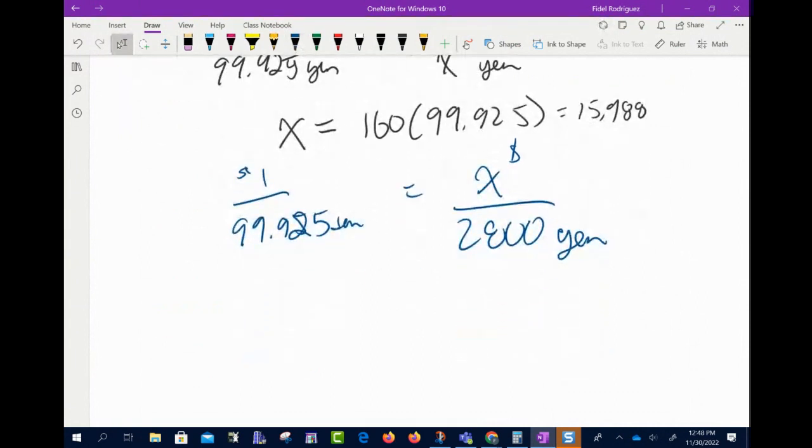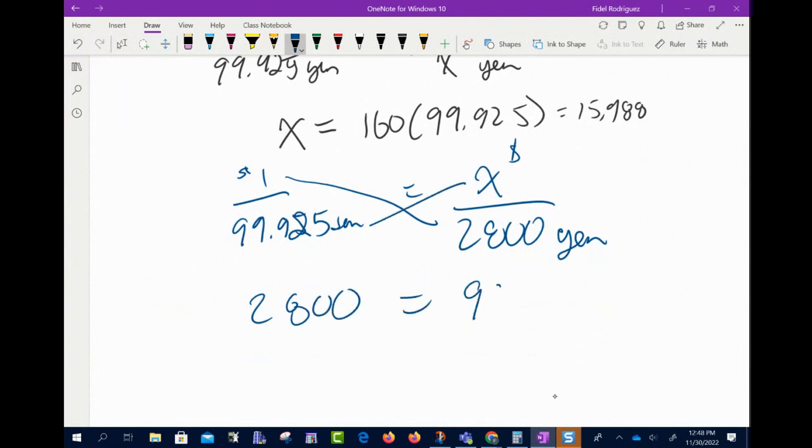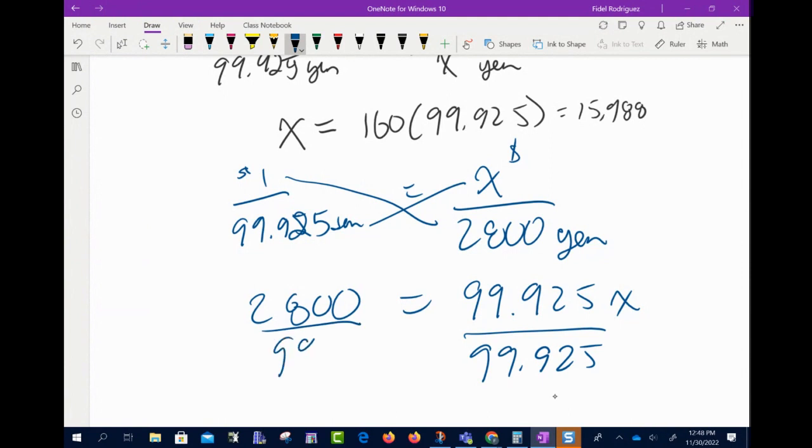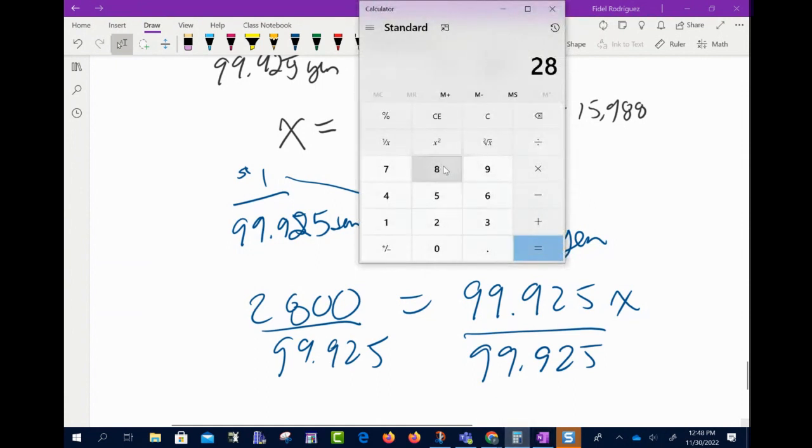Okay, so again, I'm going to cross multiply. So 2,800 equals 99.925x, and then we'll go ahead and divide everything by 99.925. Okay, so let me take my calculator and let's see, 2,800 divided by 99.925.